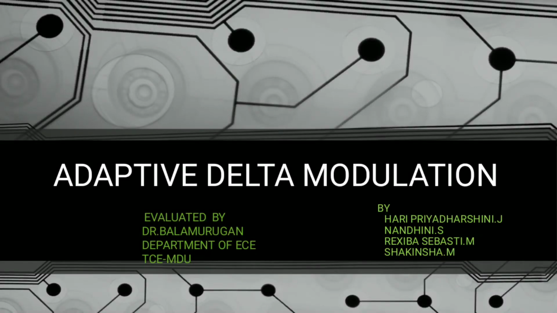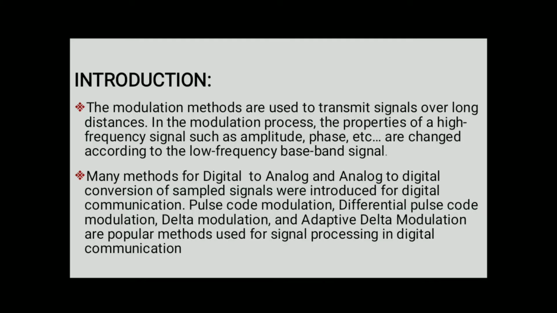Adaptive delta modulation. Introduction. The modulation methods are used to transmit signals over long distances. In the modulation process, the properties of a high frequency signal, such as amplitude, phase, etc., are changed according to the low frequency baseband signal.